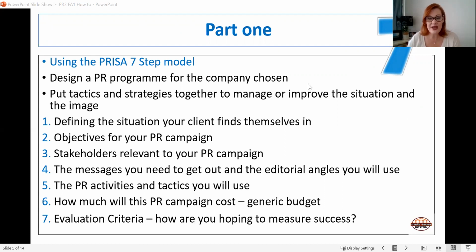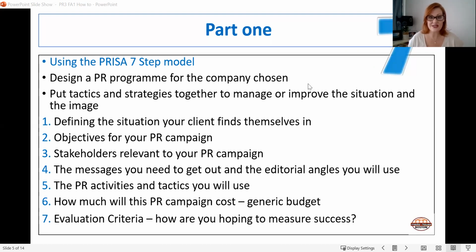So by now we understand the basics of a 7-step plan. Number 1, defining the situation. And this is now defining the situation that your client finds themselves in. Right now, as of today, as of you doing this assignment, where is the client? What has happened? What is the situation? And what is the damage that it has caused?